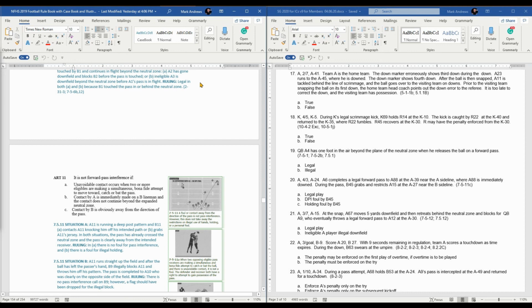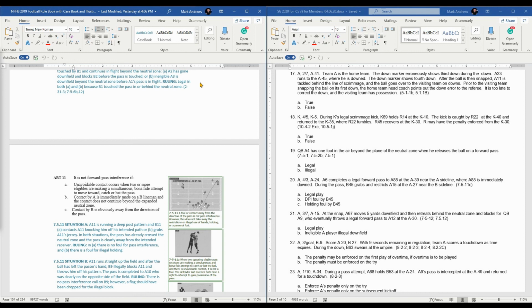Okay, question number 20. A, 4th and 3 at the A24. A6 completes a legal forward pass to A88 at the A39 near the A sideline. So we've got a first down, right? Where 88 is immediately downed. During the pass, B45 grabs and restricts A15 at the A27 near the B sideline. So, what do we got? Is this a legal play? Is it DPI by B45? Or is it a holding foul by B45?